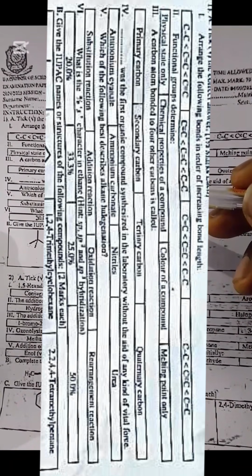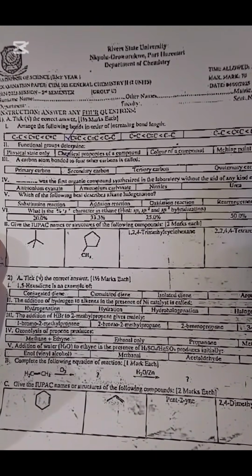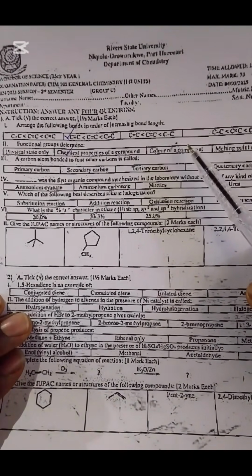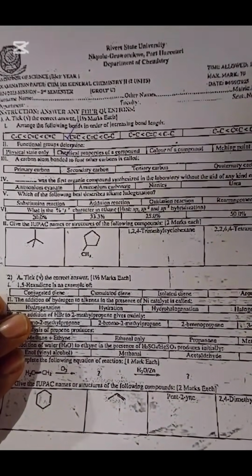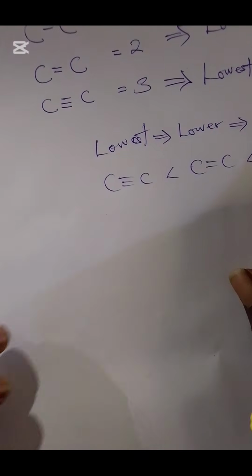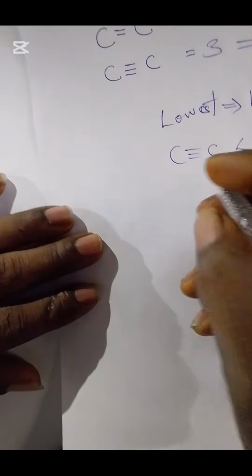Let's move to question number 1III. A carbon atom bonded to 4 other carbons is called: we have primary carbon, we have secondary carbon, we have tertiary carbon, and we have quaternary carbon. Carbon atoms are classified according to the number of other carbon atoms directly attached to them. So let's consider the types of carbon. We have the degree 1 carbon.